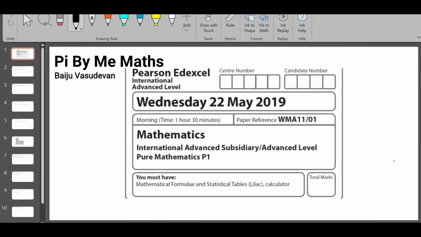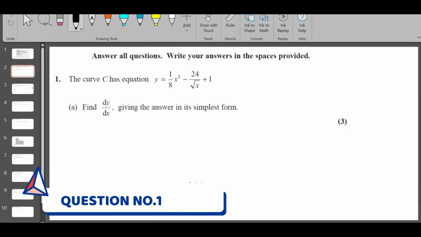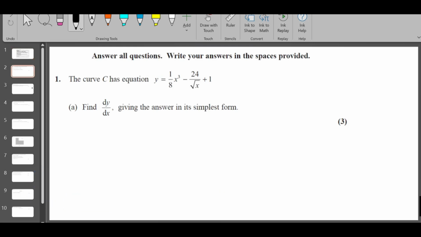This is by Devan. Here we are solving May-June 2019 Pure Math 1 paper. Let's look at question number 1. We have a function y here. They want us to find dy by dx.